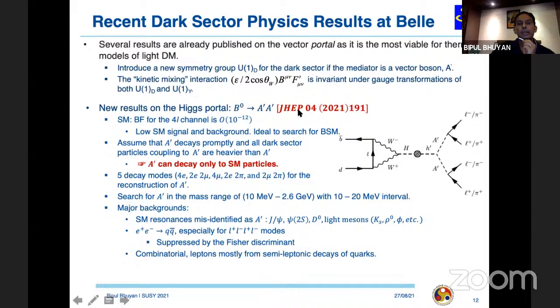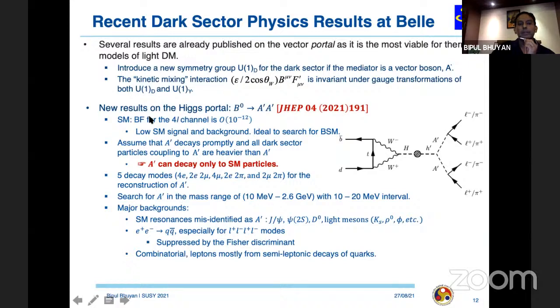So recently, Belle has come up with a new search on B0 to A prime, which is going to give you the coupling on the Higgs portal coupling with the standard model, and this has been published recently. Now, if you look at the standard model, the branching ratio for the 4 lepton channel is very small, around 10 to the minus 12, because we look for this particular process by looking at A prime decaying to various decay modes like 4e, 2e 2 mu, 4 mu, 2e 2 pi, and also 2 mu 2 pi, for a reconstruction of A prime.